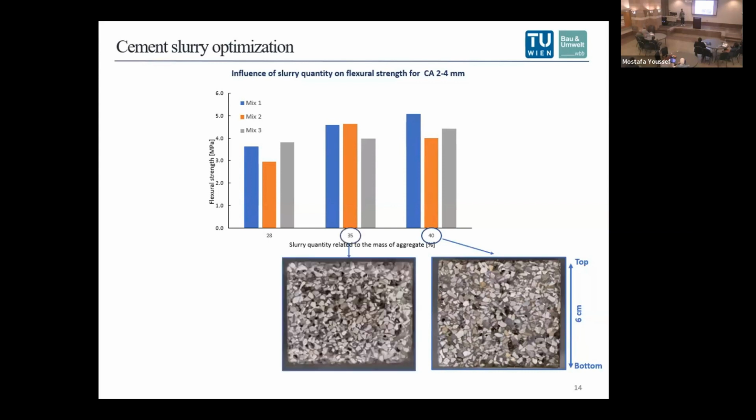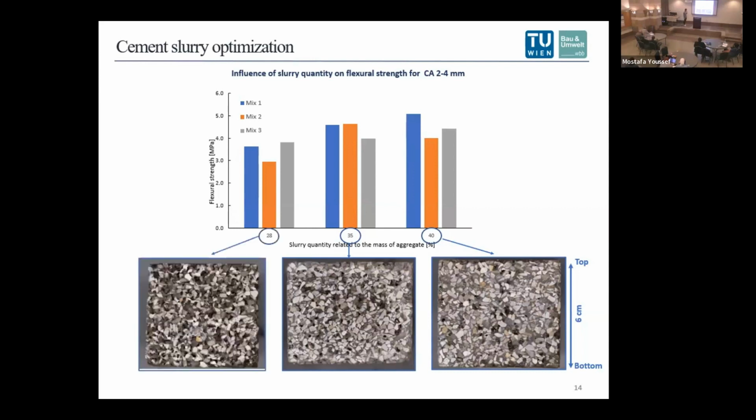Here you can see a sample made with 35% slurry content based on the mass of the aggregate. In this case, permeability is nearly 0, but you can see more voids in the middle of the sample. And the last one, you can clearly see the uniform distribution of the voids with 28% slurry content based on the mass of the aggregate, and the permeability in this case measured was higher than 20 liters per second per square meter.